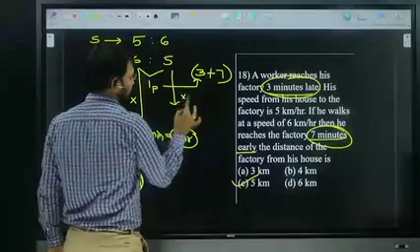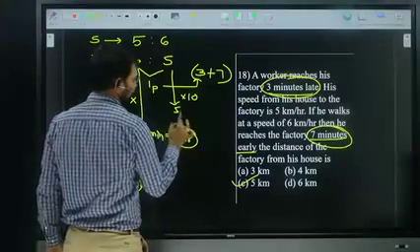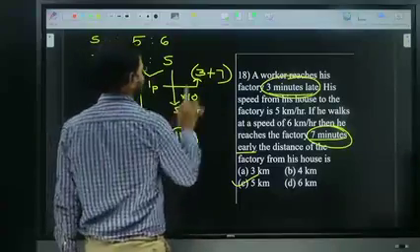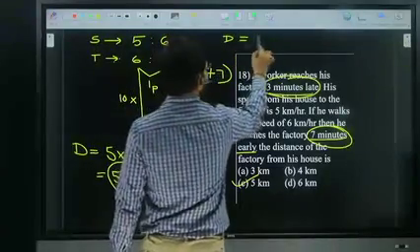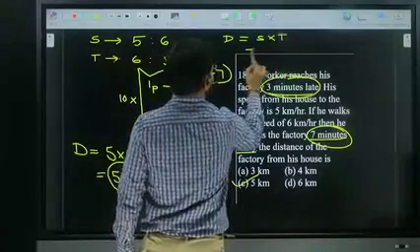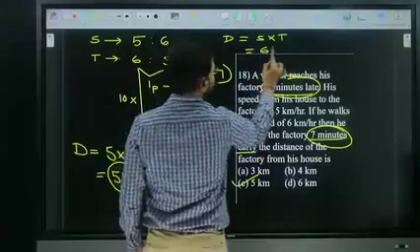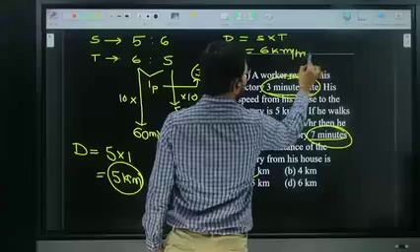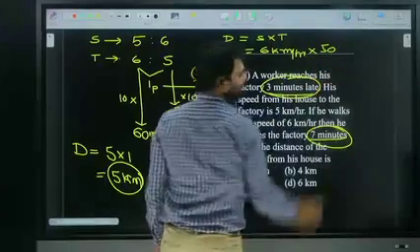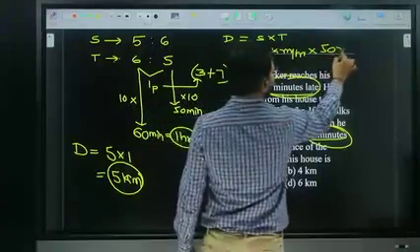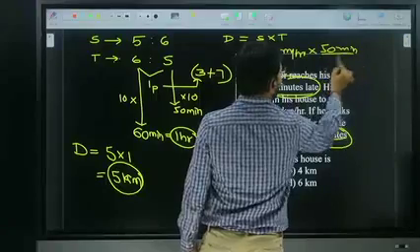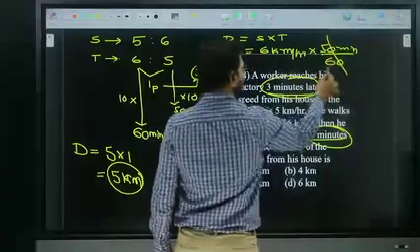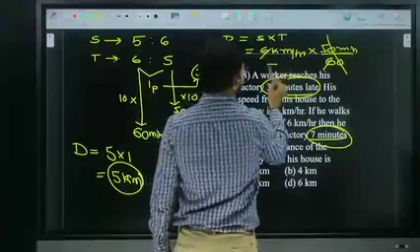If you go for 5 into 10, what do we get? 50 minutes. Therefore distance is nothing but what? Speed into time. So speed is 6 km per hour, and time is 50 minutes. You have to convert the 50 minutes again into hours, so you have to divide by 60. The 0s get cancelled, the 6s get cancelled. Finally we got what? 5 only.